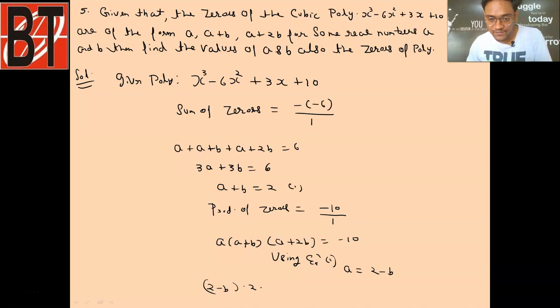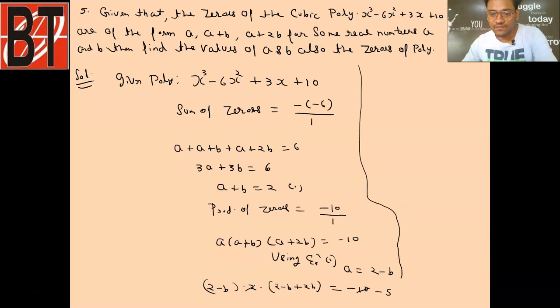And a plus 2b, you can write in this way. Since a is 2 minus b, plus 2b, is equal to minus 10. Now students, this 2 will get cancelled out with this minus 10, giving minus 5 times. Clear? Now wait, here only we will simplify this. So here we have 2 minus b into 2b minus b will become 2 plus b, 2 plus b as minus 5.